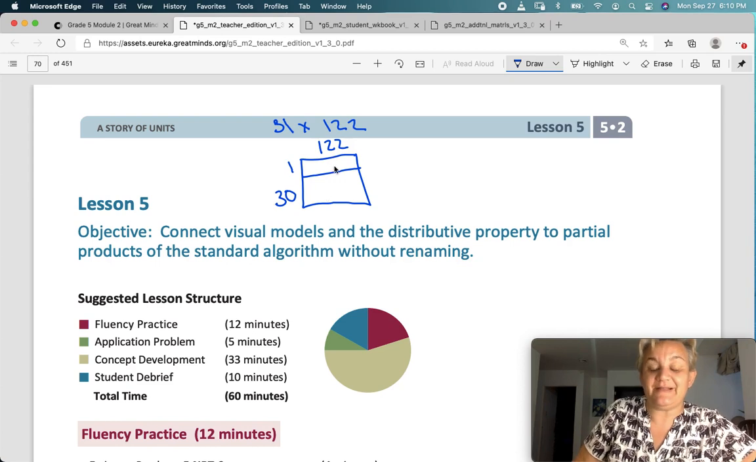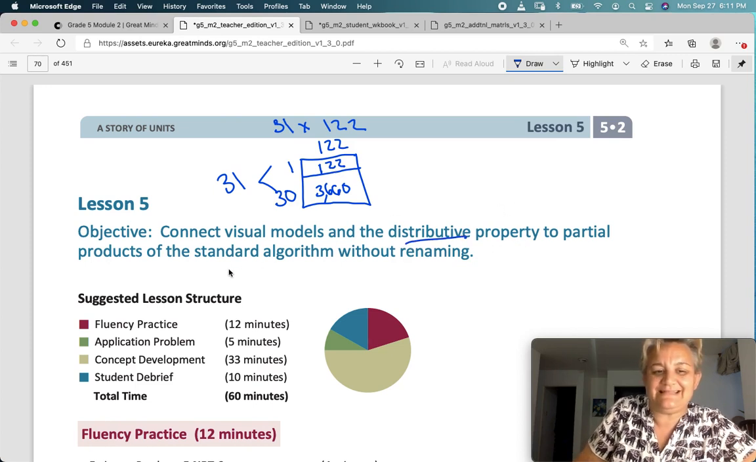It's really 3 tens and 1 one, but I'm going to write it as 31. Then I'm going to multiply these numbers in my head. 1 times 122 is 122. And 30 times 122, well, that would be 3,660. I can do that in my head, right? So I'm distributing. I broke this 31 apart, and that means I distributed it. And I'm going to connect these to the partial products of the standard algorithm.